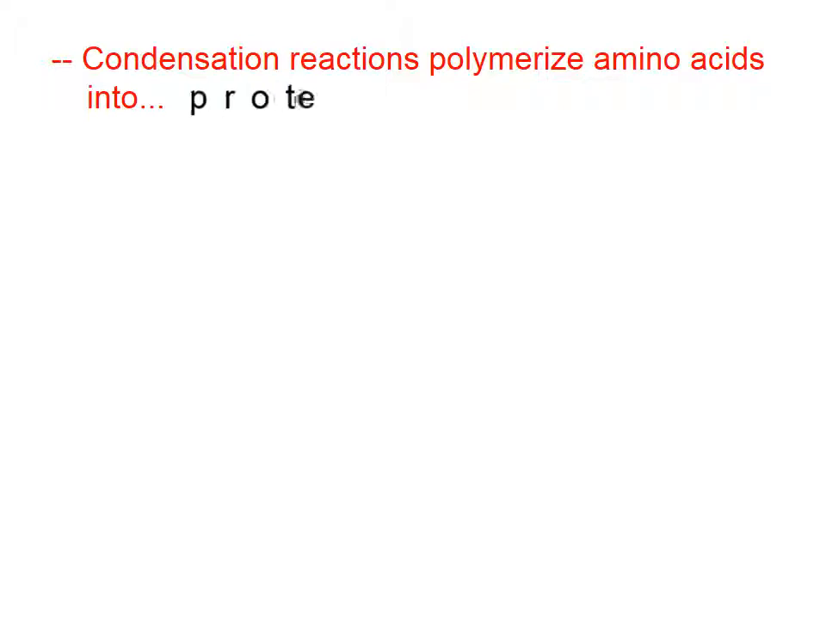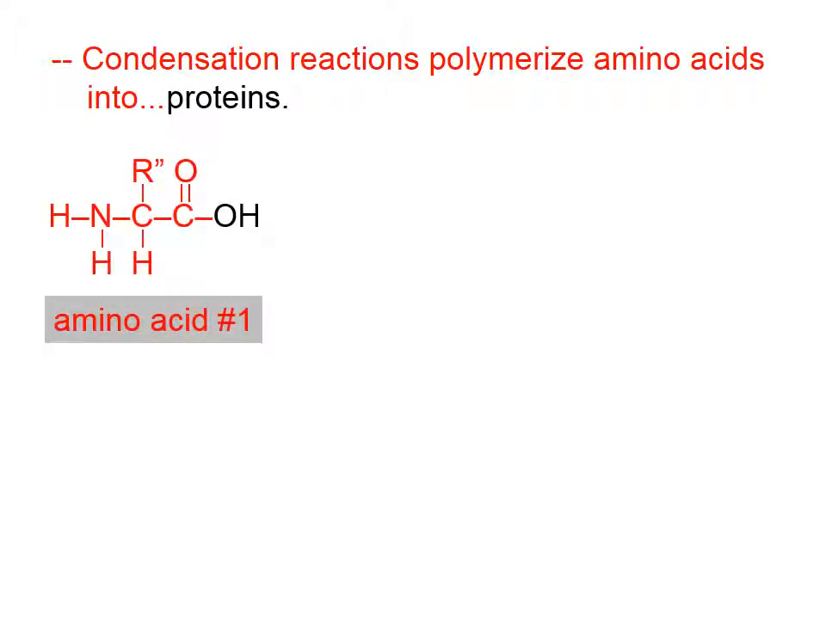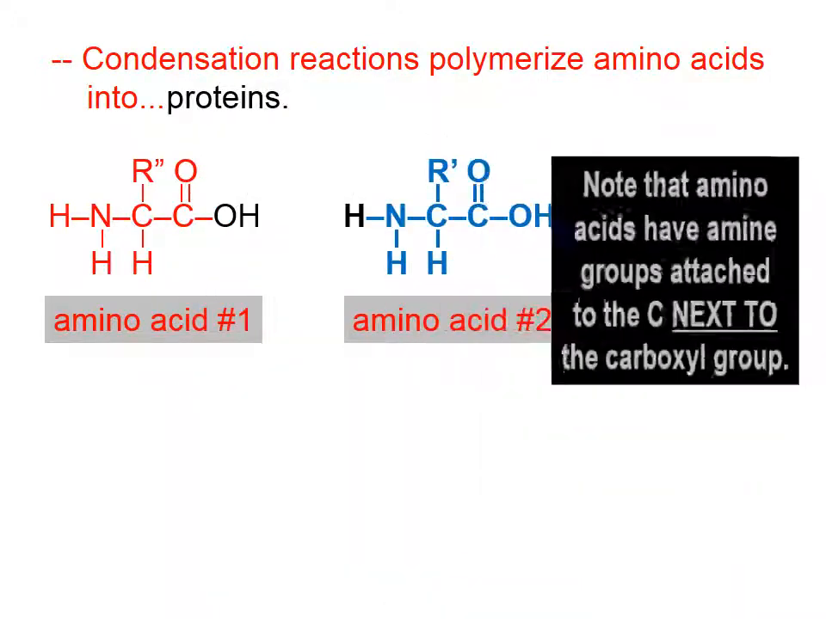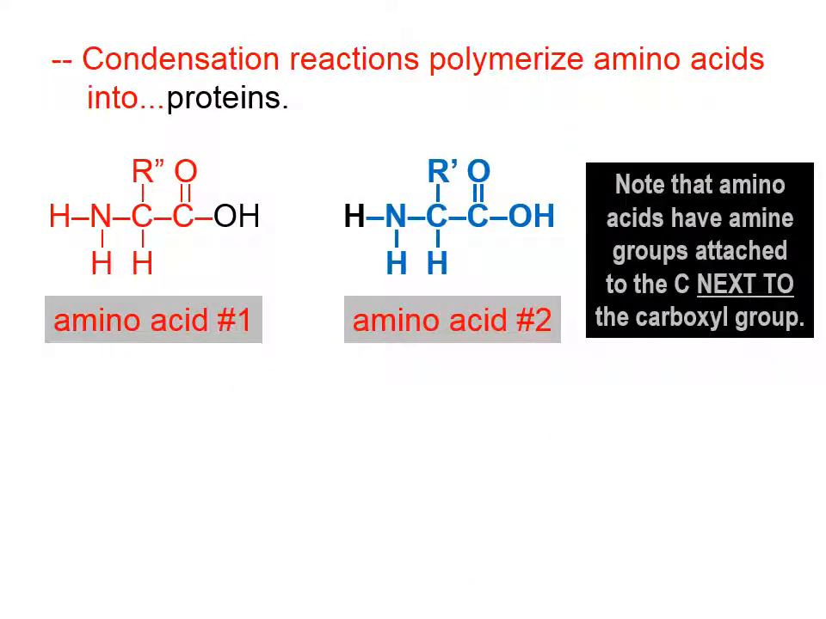Condensation reactions polymerize amino acids into proteins. Here's one generic amino acid. Here's another generic amino acid. You can see that an amino acid has in it a carboxyl group. That's from the carboxylic acid. You can see those on the right side of these molecules. And then they also have an amino group right there. So that's why they're called amino acids, because they've got this amine group in there, and they've also got the COOH group in there. Note that amino acids have amine groups attached to the carbon that's next to that carboxyl group.